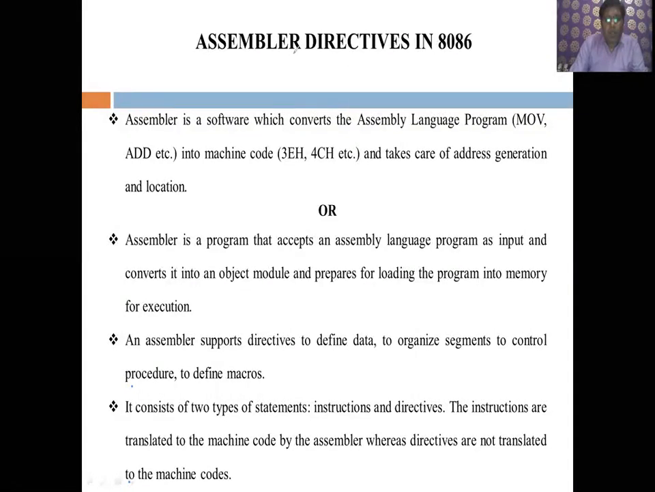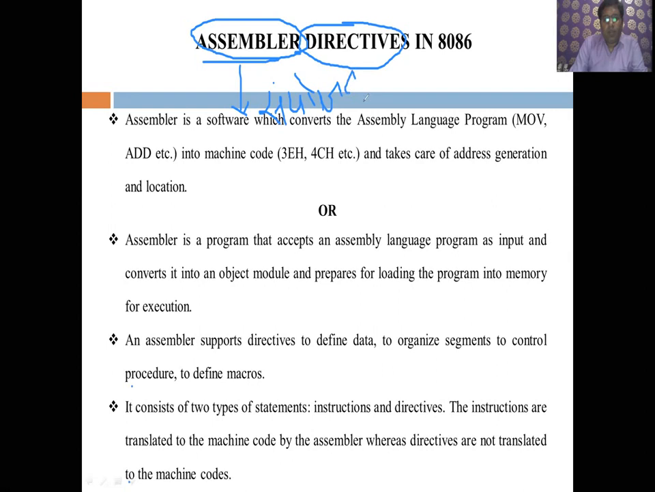Assembler directive is a combination of two words, assembler plus directive. Assembler in Hindi means संयोजन करता, which means a person who collects a group of people for a certain objective. Here, the term assembler is in the context of programming.